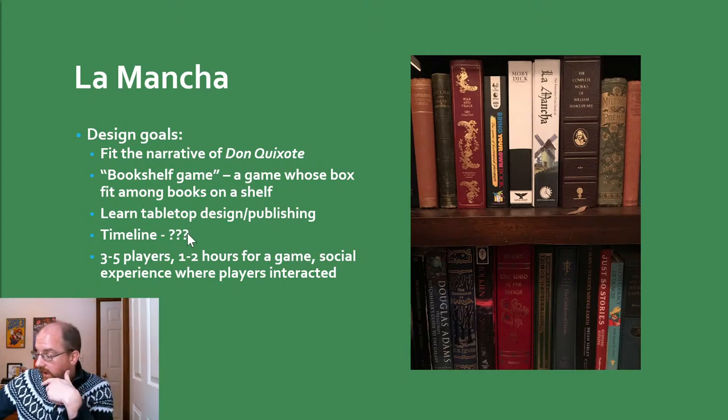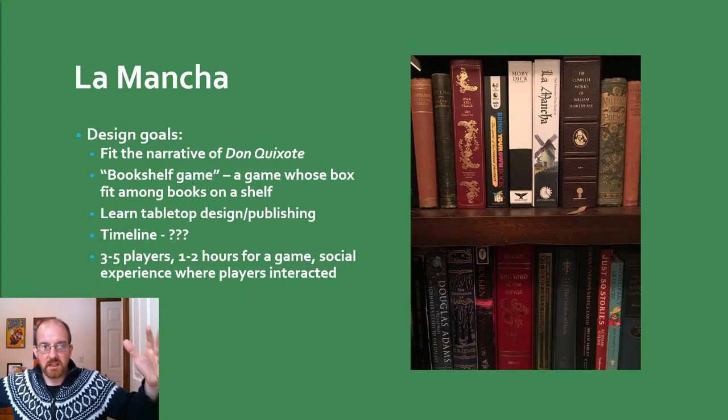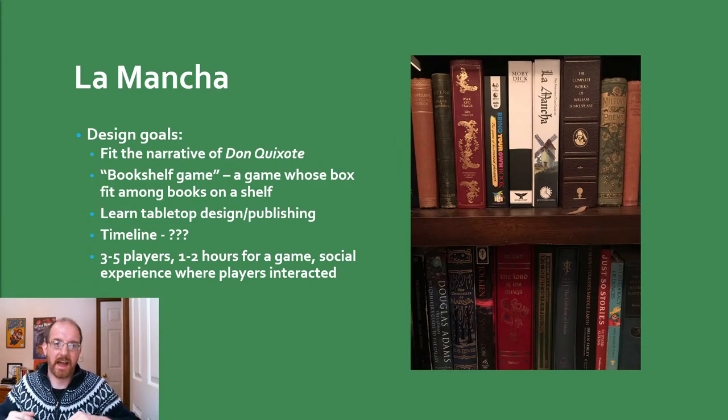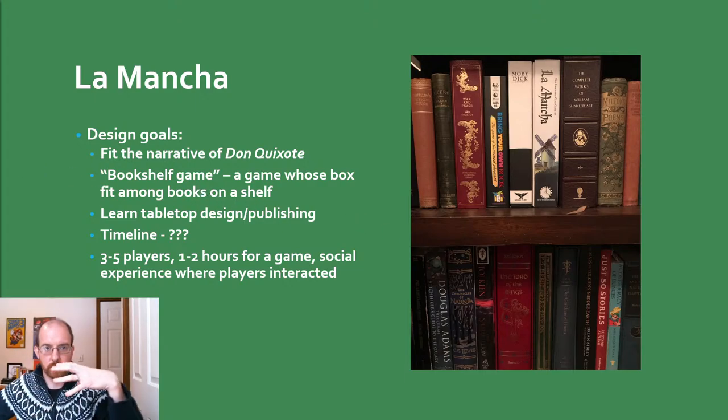Timeline: I was learning how to publish a tabletop game for the first time. I'd made lots of little hobbyist ones, but I wanted to put a thing in the world. So I let that be kind of freewheeling. It ended up being a 2.5 year project. Assume all released things are going to take 2 to 2.5 years of your life. That's probably a good estimate when you set out to put a thing in the world for real and not just for a jam or something.